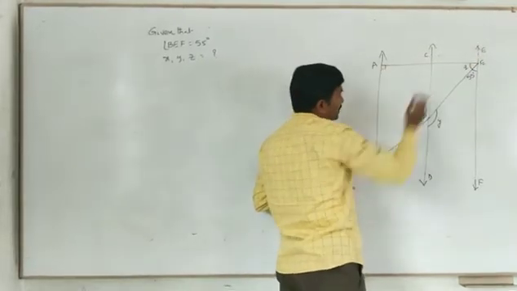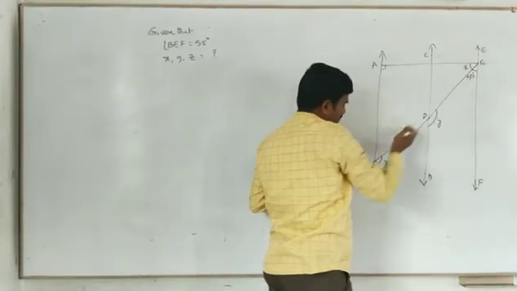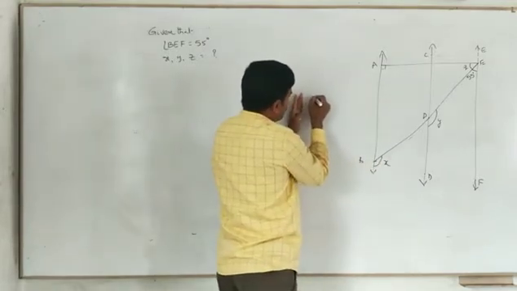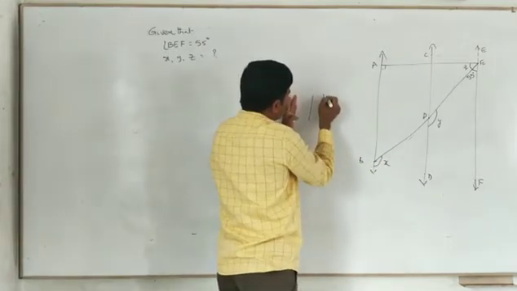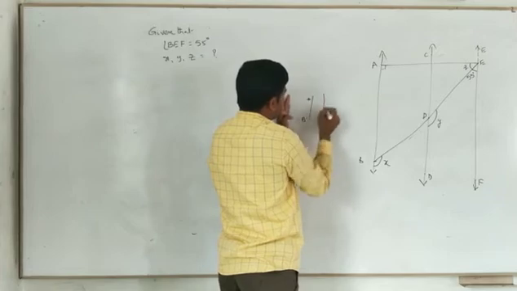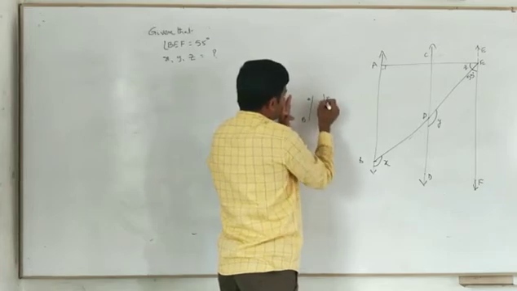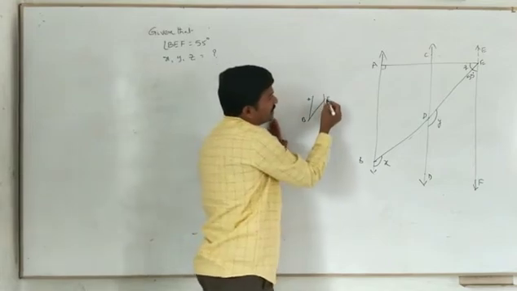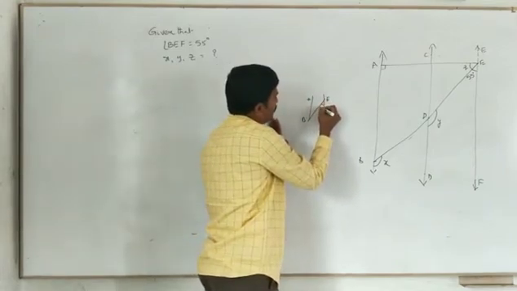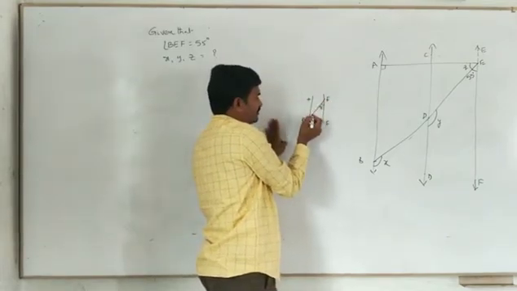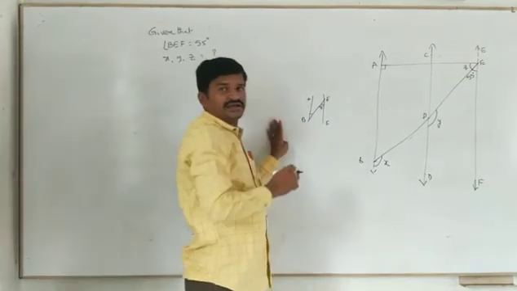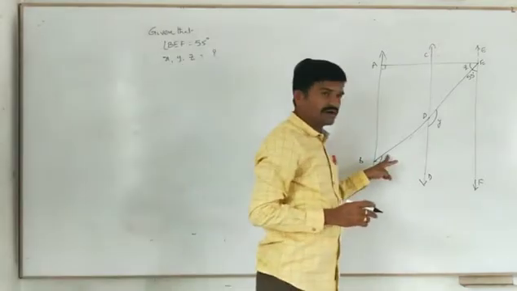When AB is parallel to EF, this is a transversal or not? Yes. See, I am drawing a small diagram here. This is AB, this is EF, and he has drawn like this. Are you clear? And this angle, how much did he give? 55. If it is 55, this is how much? 55. Why? Alternate interior angles. That's all. Are you clear?